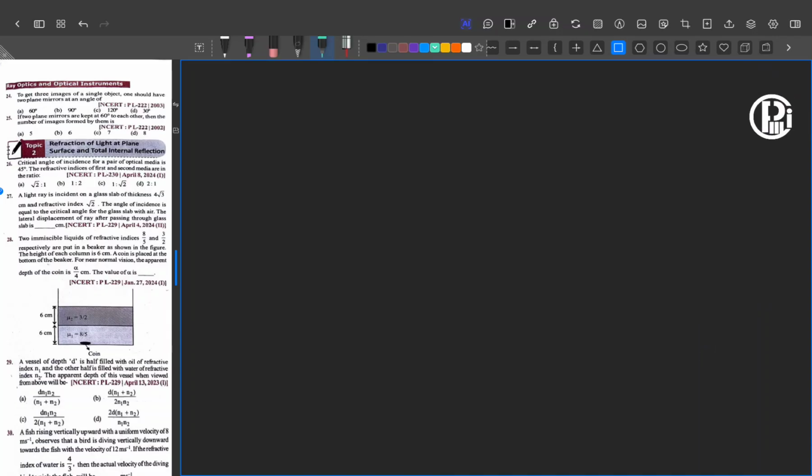Now look at question number 28. That was the second one, which will depend upon this apparent depth concept from refraction. First of all I'll just revise the logic, then I will explain the problem, right? So in refraction, coming to the apparent depth, right?